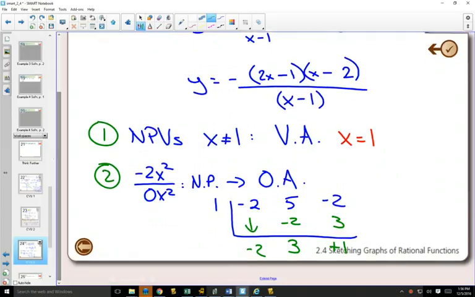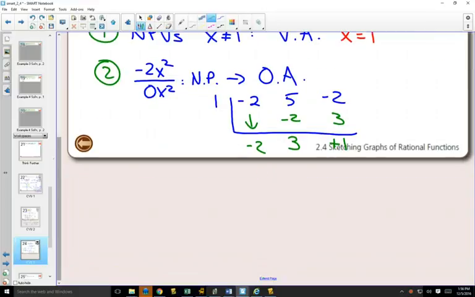What we are left with here, after we've divided, means negative 2x plus 3, remainder of plus 1. And we ignore the remainder, and our equation of our oblique asymptote is negative 2x plus 3. Good. We've got our asymptotes. We can now start to graph it.